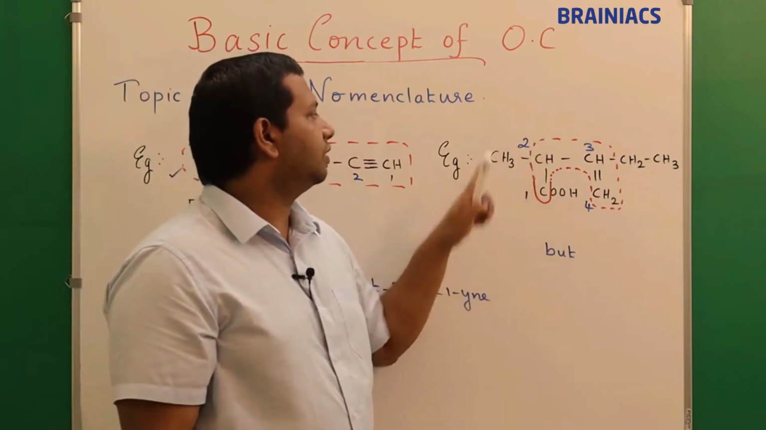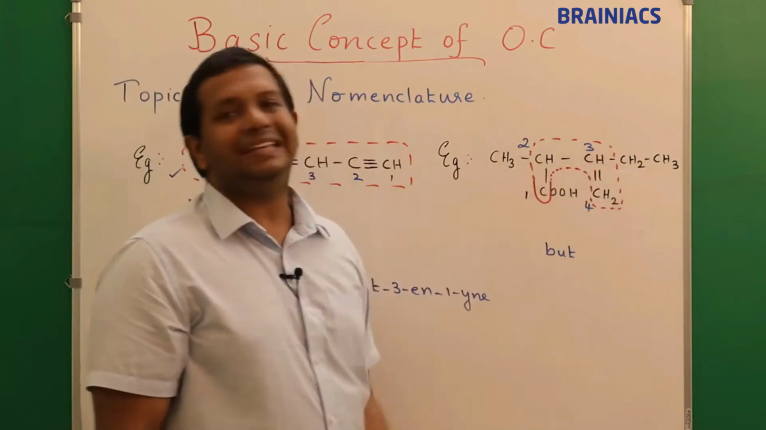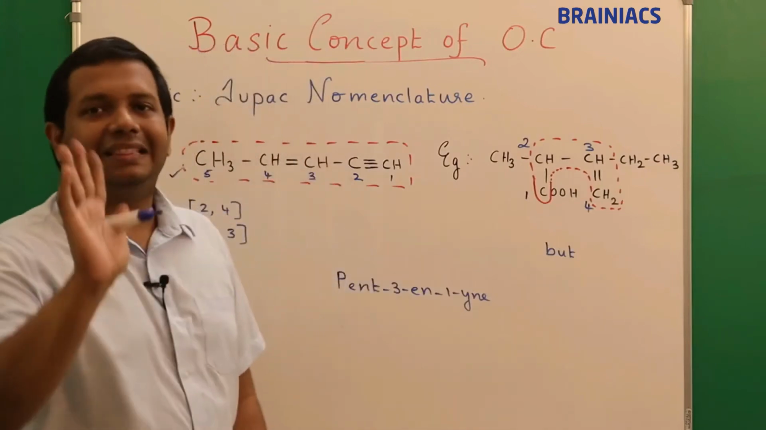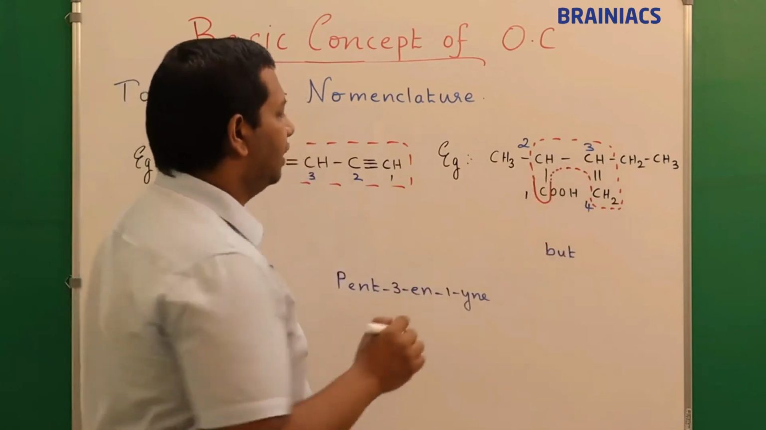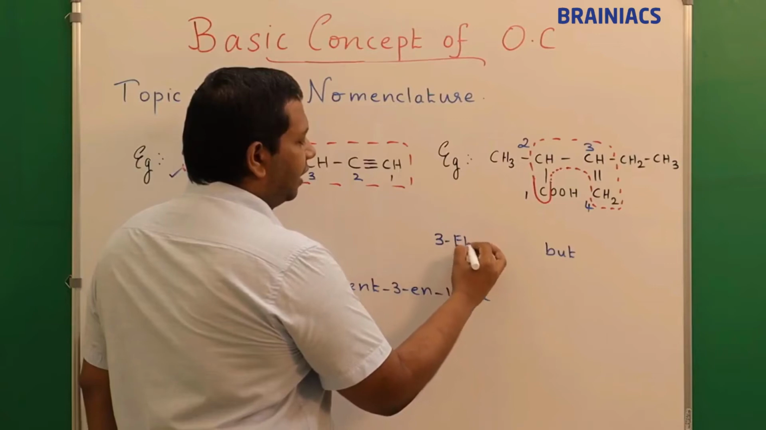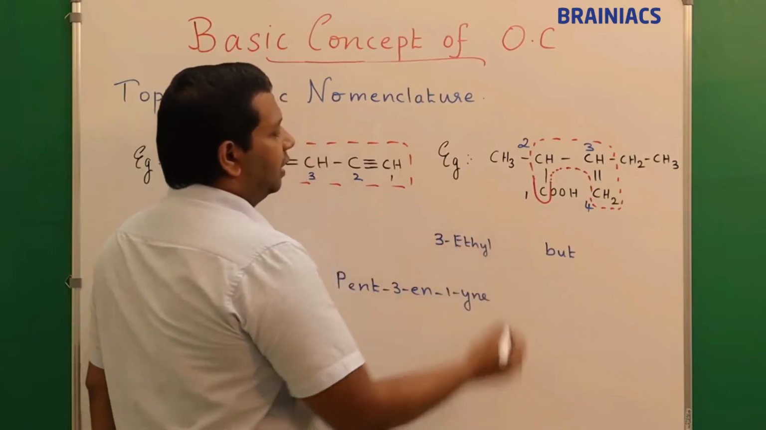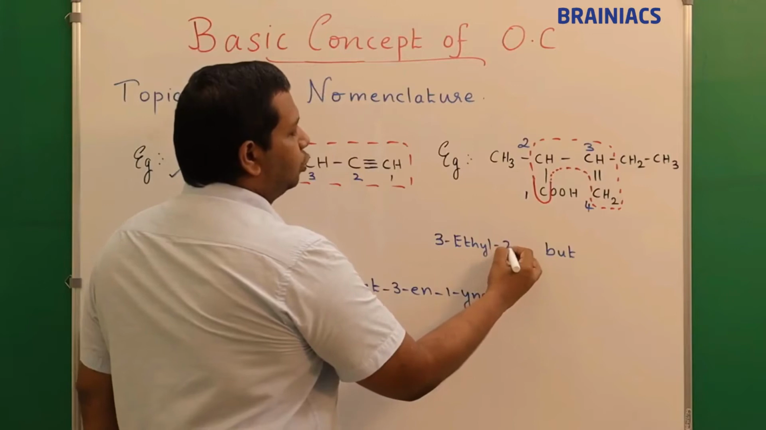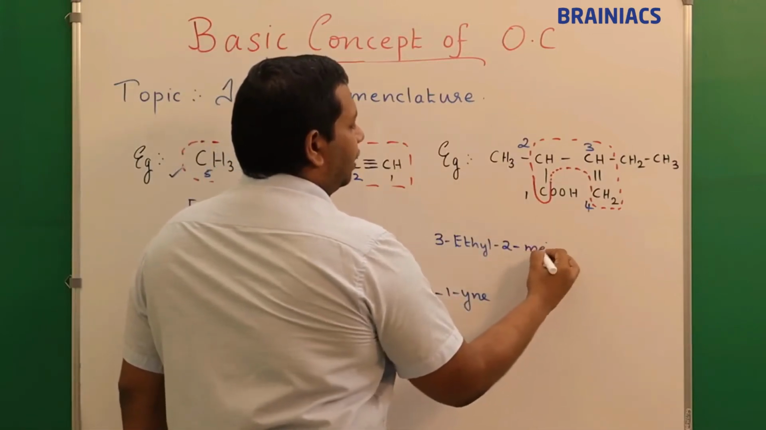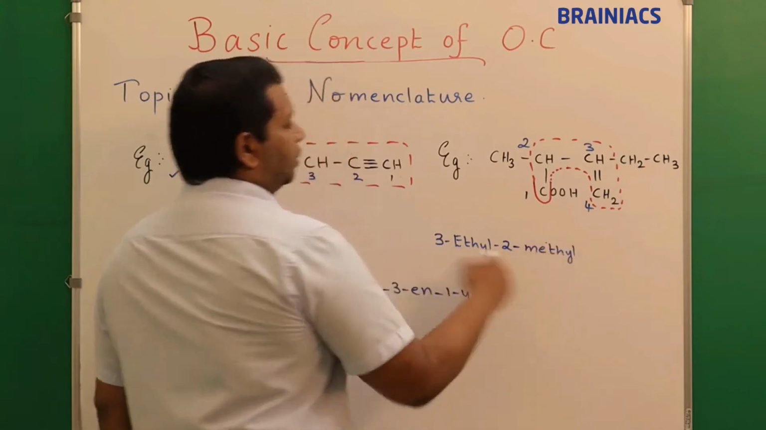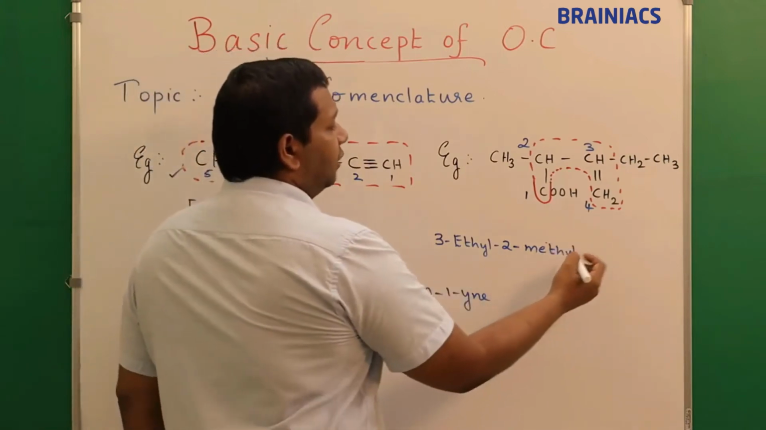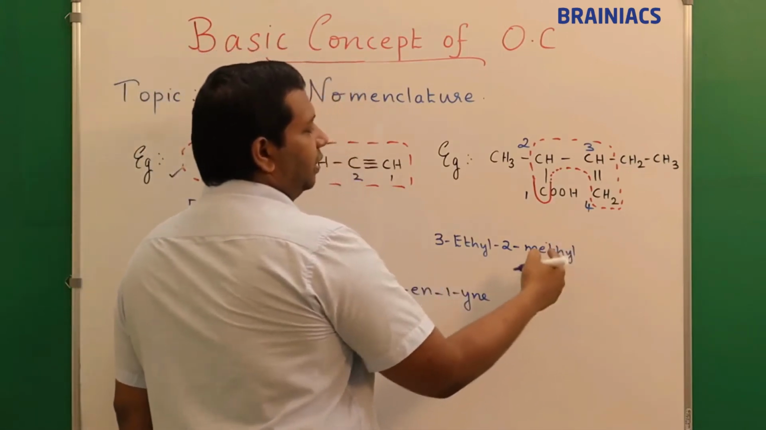At position 2 there is a methyl, and at position 3 there is an ethyl. So methyl and ethyl, who comes alphabetically first? Ethyl will come first. So I will write like this: 3-ethyl, then 2-methyl. There is no hyphen required between them, 2-methyl.